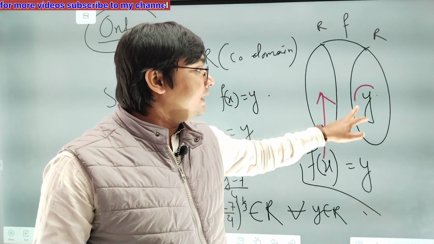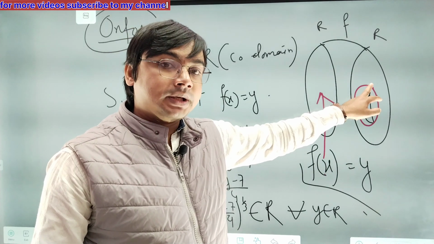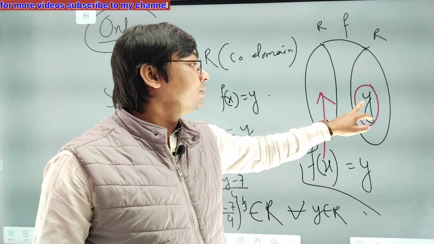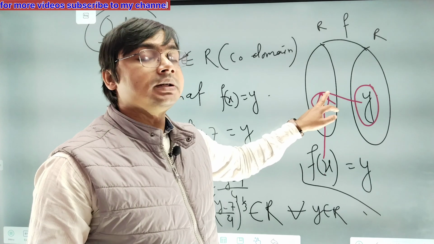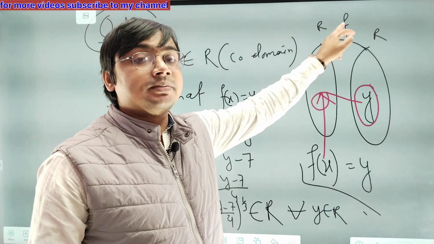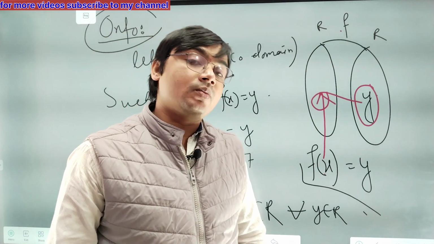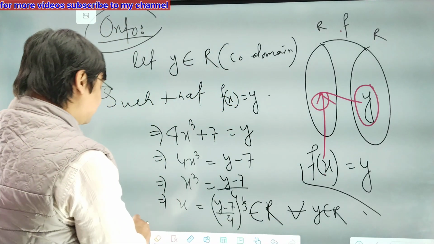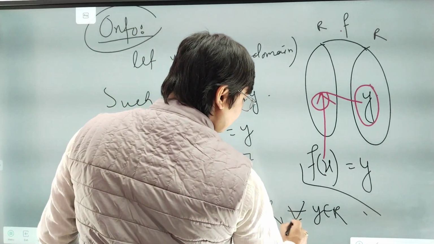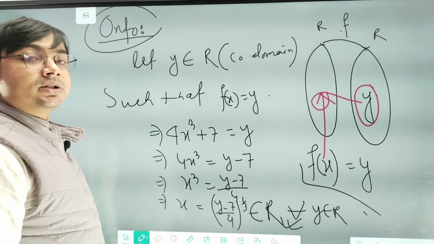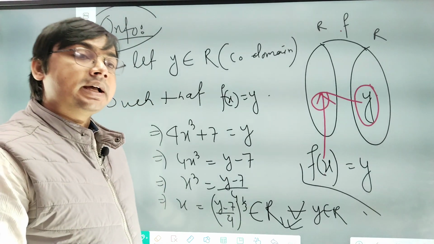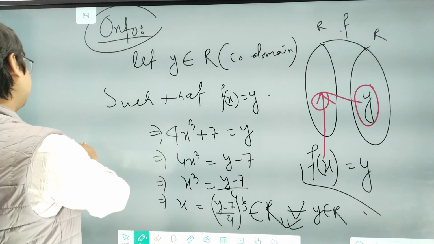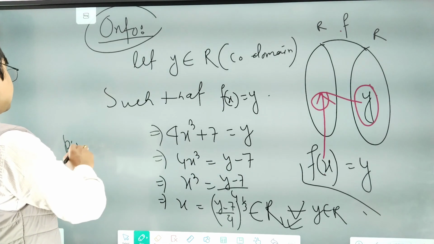That means for any y belongs to this codomain, we get corresponding elements in the domain under this function f. Yes, that means this function is onto, and since this function is one-one as well as onto, hence this function will be bijective. Yes, so this will be bijective.